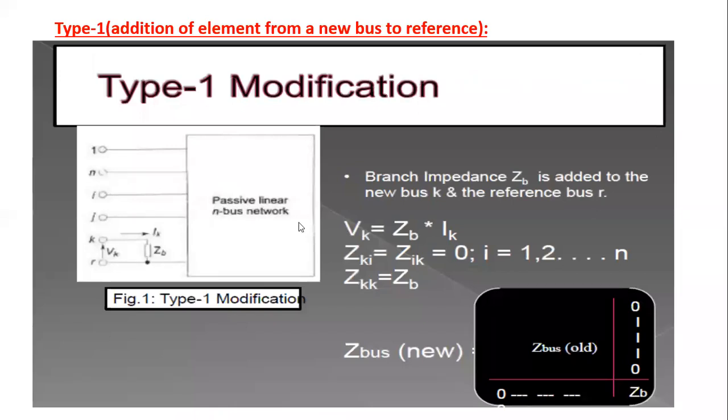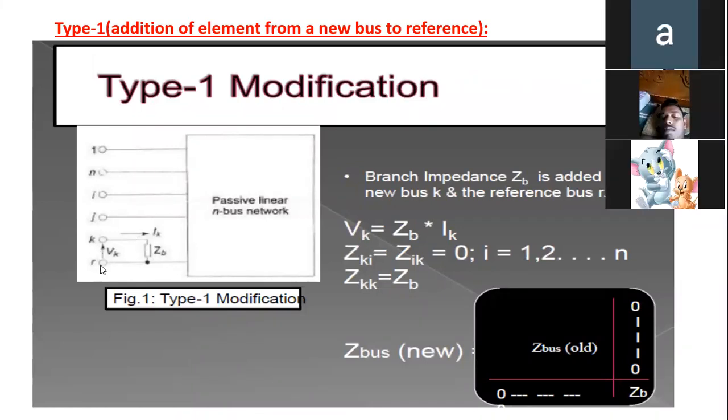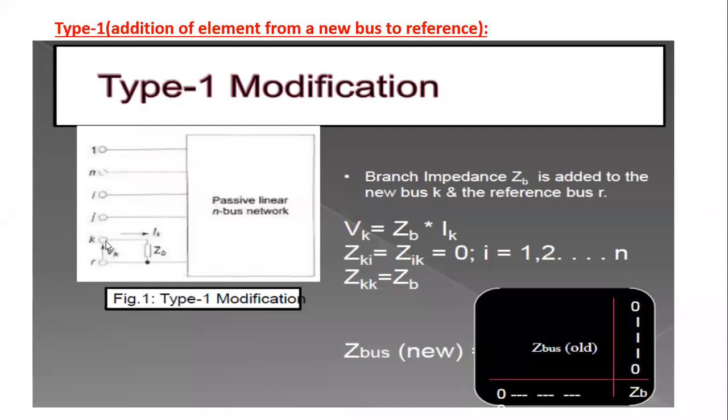When we are observing this partial network, this is a passive linear n-bus network, in which we have a number of nodes. The element will be added in between the reference node and the new bus. The reference node is R, and the new bus is K. I and J are the old buses, and 1, 2, up to n is the number of nodes.